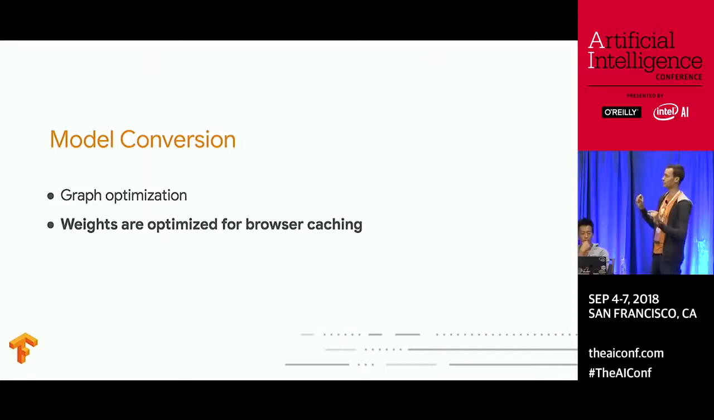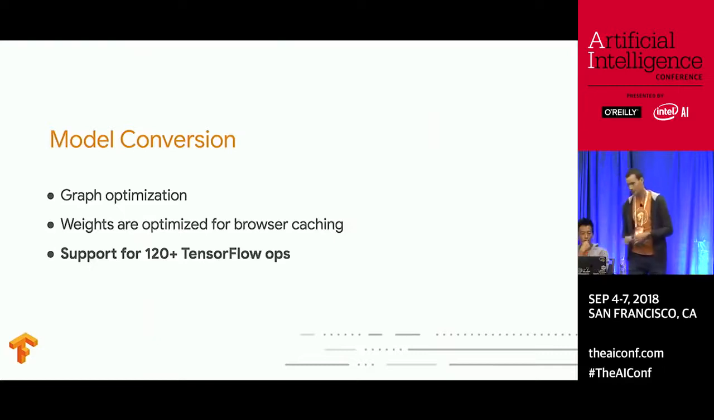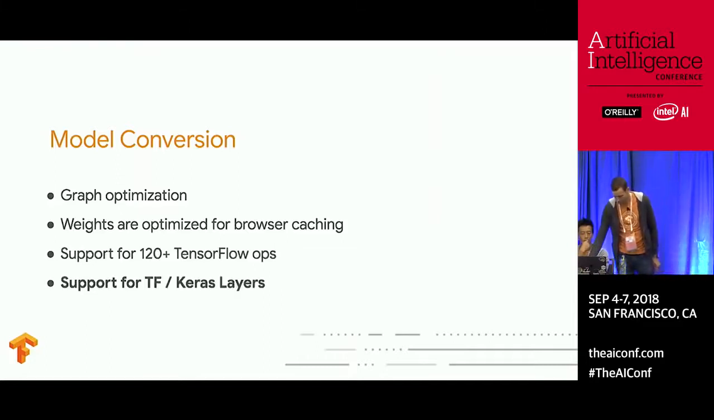The one other great thing we do for a saved model is sharding of weights into 4 megabyte chunks, which cache nicely with modern browsers. So it's only a one-time fetch for those larger models. And we support about 120 plus of today's TensorFlow ops in that conversion step, and we're always adding more. And again, the tf.keras layers are supported with this conversion step.